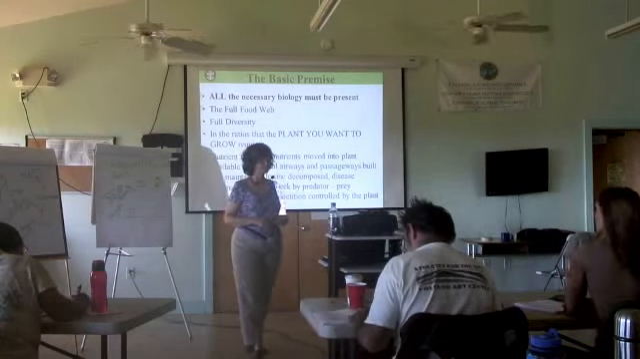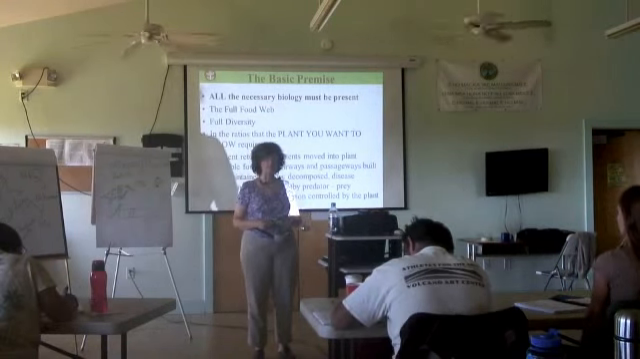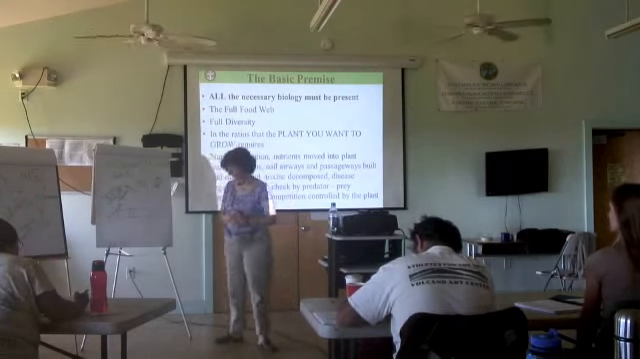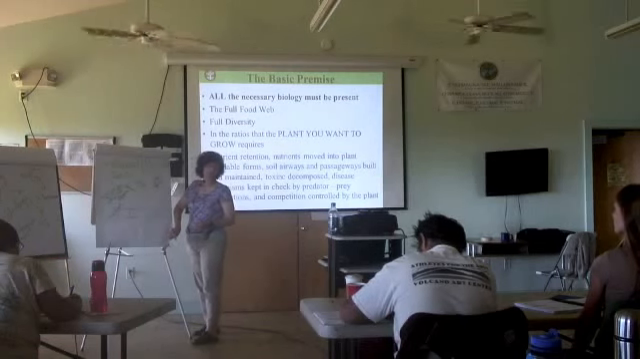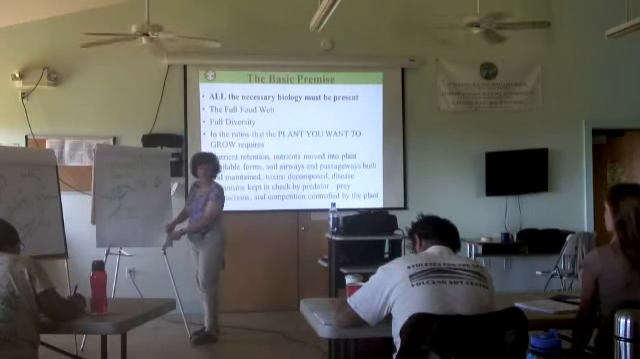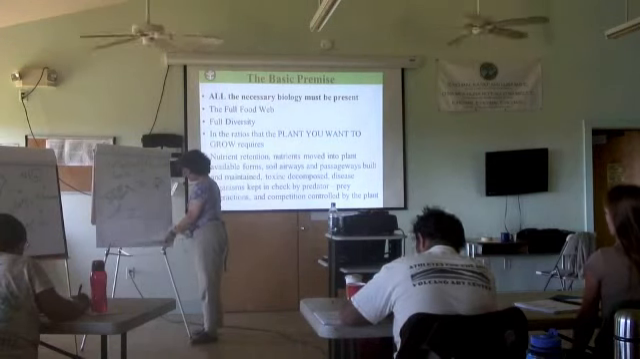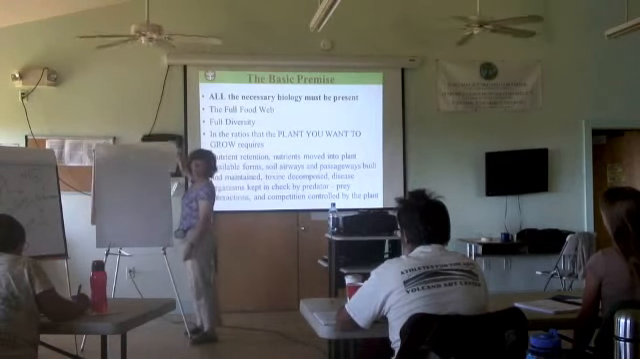successional picture. We want the full food web, we want the full diversity. So if you go back to that successional picture, and I ask, what is the proper food web for strawberries? Where do strawberries fall on that successional picture? Early succession.